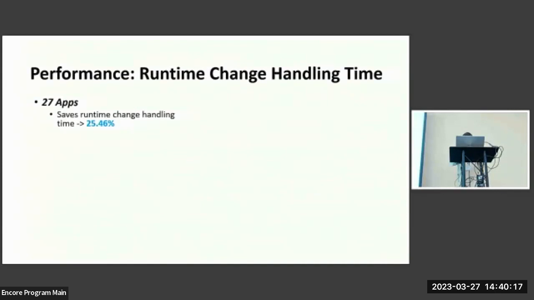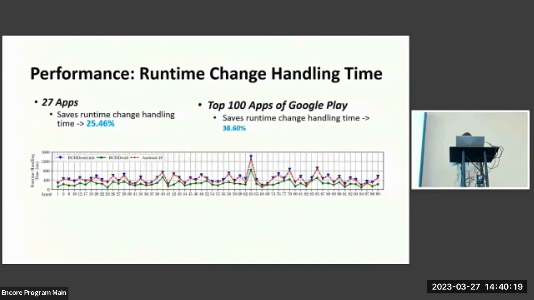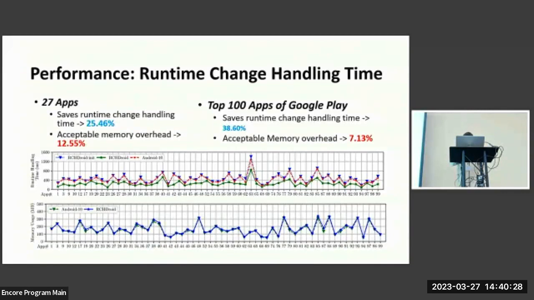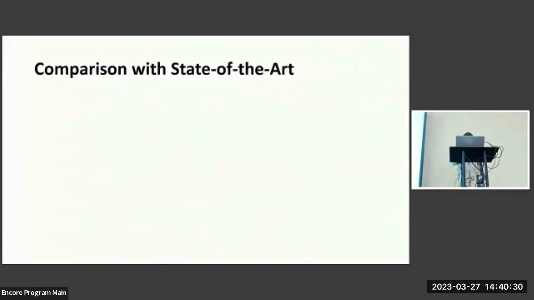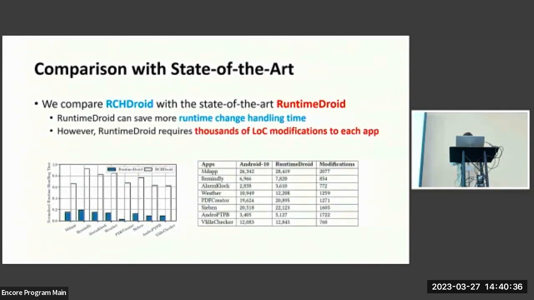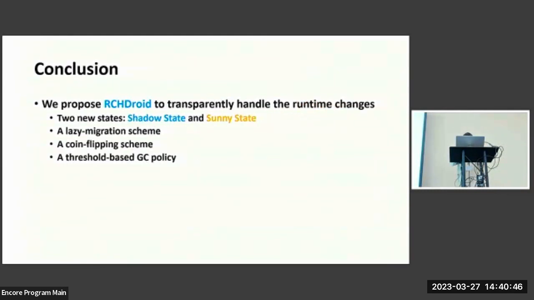And for the performance, we can save about 25 and 38% time with acceptable memory overhead. And finally, compared with the state of the art, although the runtime joy can save more handling time, they need thousands of lines of code modification to each app, and we don't need any modification to any apps.